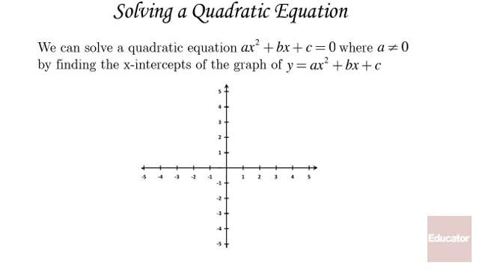Recall that the standard form of a quadratic equation is ax squared plus bx plus c equals 0, where a does not equal 0, because if a were to equal 0, then this x squared term would drop out and you would no longer have a quadratic equation. Also, just to mention, another name for quadratic equations that you may hear is second degree equations. So this is the standard form of such an equation.